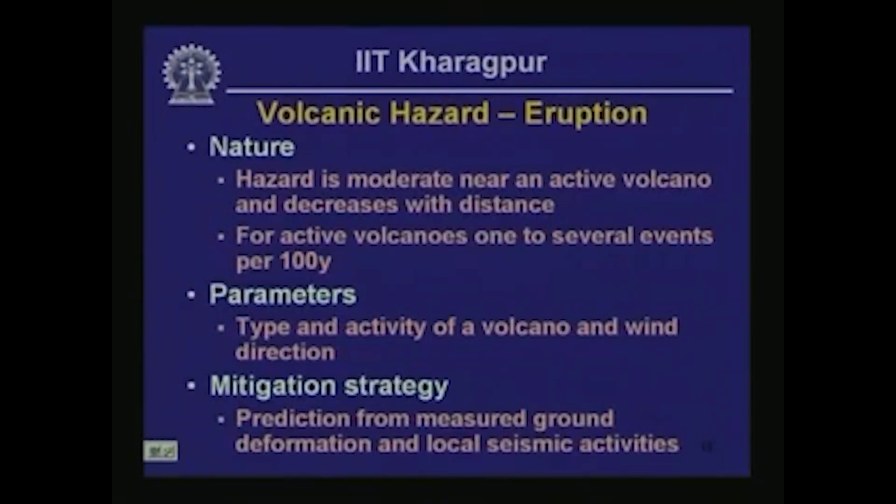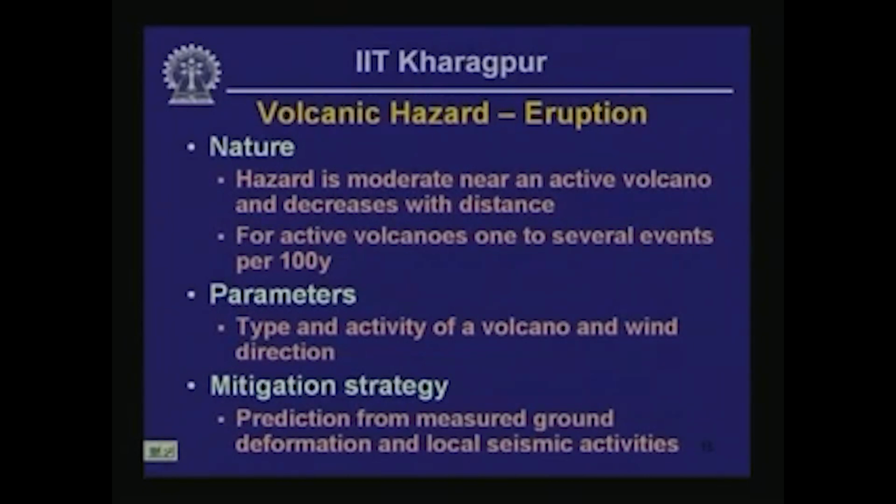Now, with that said, we can formalize the concepts of volcanic hazard. So the first volcanic hazard that we consider here is the volcanic hazard due to eruption. We are going to consider the nature of this type of hazard, parameters associated with the hazard, and the mitigation strategy, and that is the format that we are going to follow for all other types of volcanic hazard.